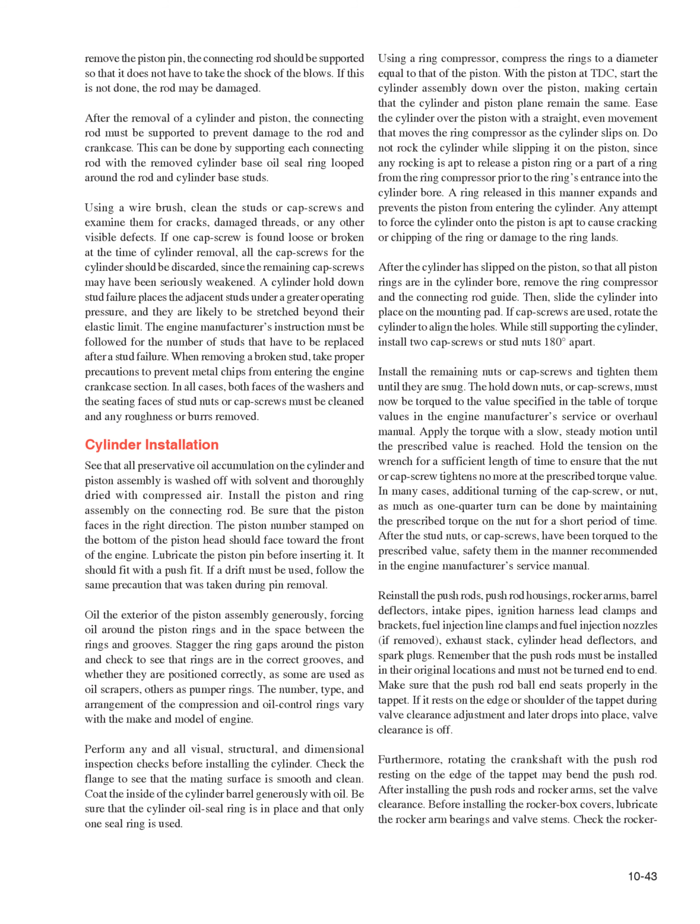Reinstall the push rods, push rod housings, rocker arms, barrel deflectors, intake pipes, ignition harness lead clamps and brackets, fuel injection line clamps and fuel injection nozzles, if removed, exhaust stack, cylinder head deflectors, and spark plugs. Remember that the push rods must be installed in their original locations and must not be turned end to end. Make sure that the push rod ball end seats properly in the tappet. If it rests on the edge or shoulder of the tappet during valve clearance adjustment and later drops into place, valve clearance is off. Furthermore, rotating the crankshaft with the push rod resting on the edge of the tappet may bend the push rod. After installing the push rods and rocker arms, set the valve clearance.